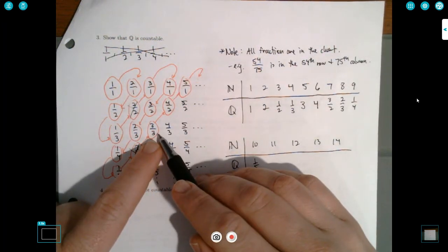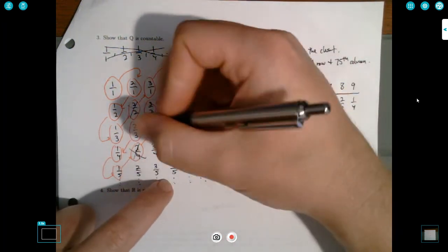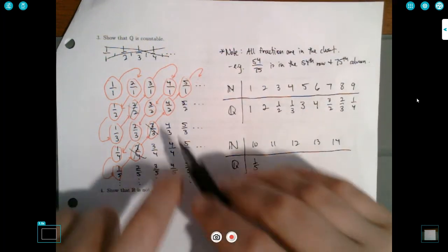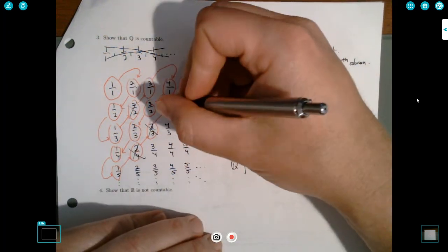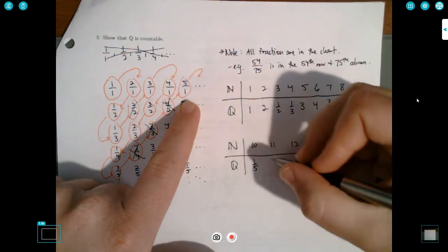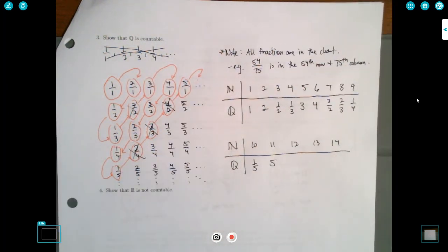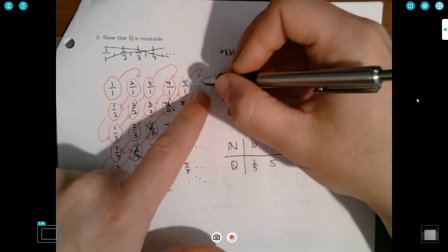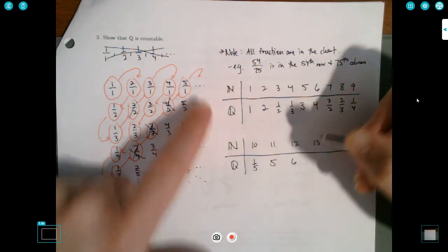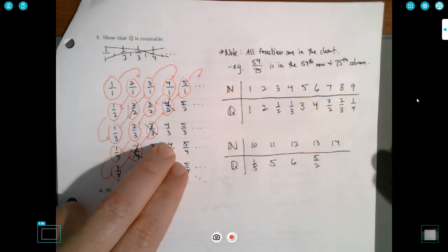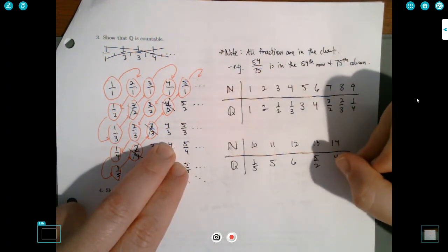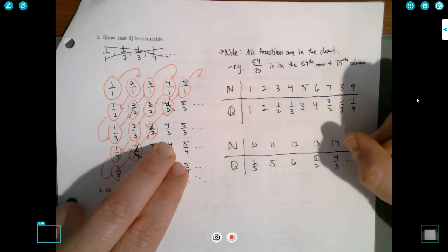3 over 3 reduces to 1, and that's already on the list, so I'm going to skip over that one. 4 over 2 reduces to 2, and 2 is already on my list, so I'm going to skip over that one. 5 over 1 can't be reduced, and so it goes to 5, right? And then next, I guess, would come 6 over 1, so it would be 6. And then you'd go down to 5 over 2, which is not on the list yet. And then you'd go down to 4/3, which is not on the list yet, right? And then you'd go on and on and on forever.